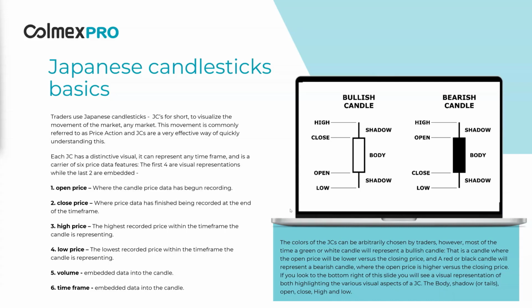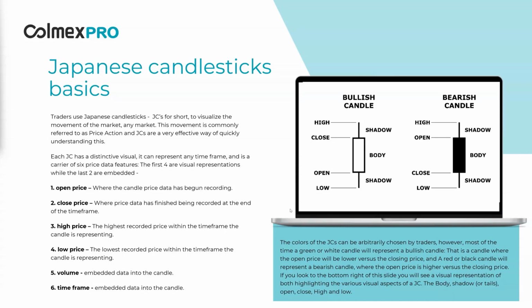So if we look to our right, we'll see 2 examples. One that says a bullish candle and one that says a bearish candle, white and black. So the colors of the Japanese candlesticks can be arbitrarily chosen by traders. However, most of the time a green or white candle will represent a bullish candle, or that means a candle where the opening price is below the close price, and a red candle or black candle represent a bearish candle where the open price is higher than the closing price.